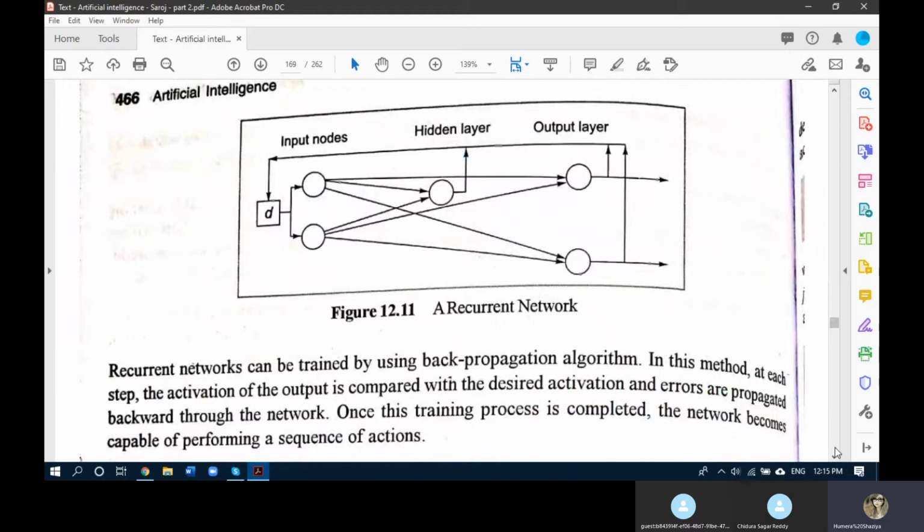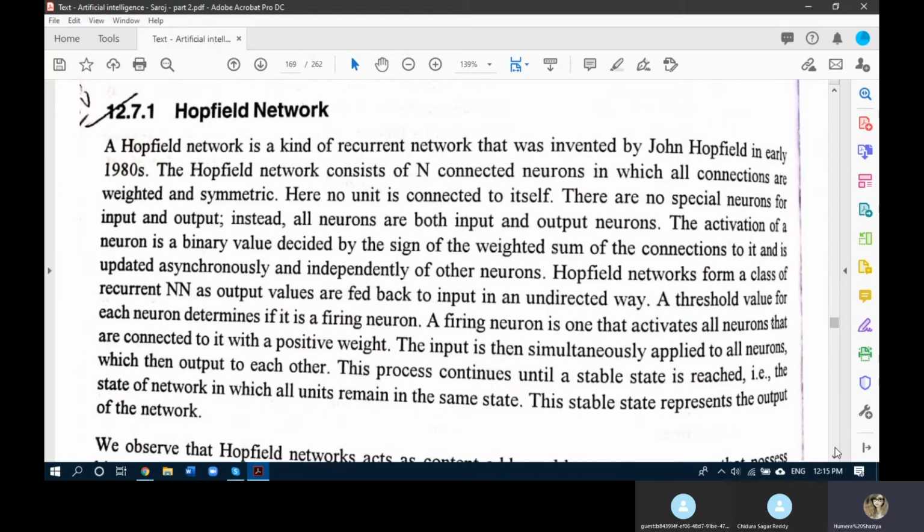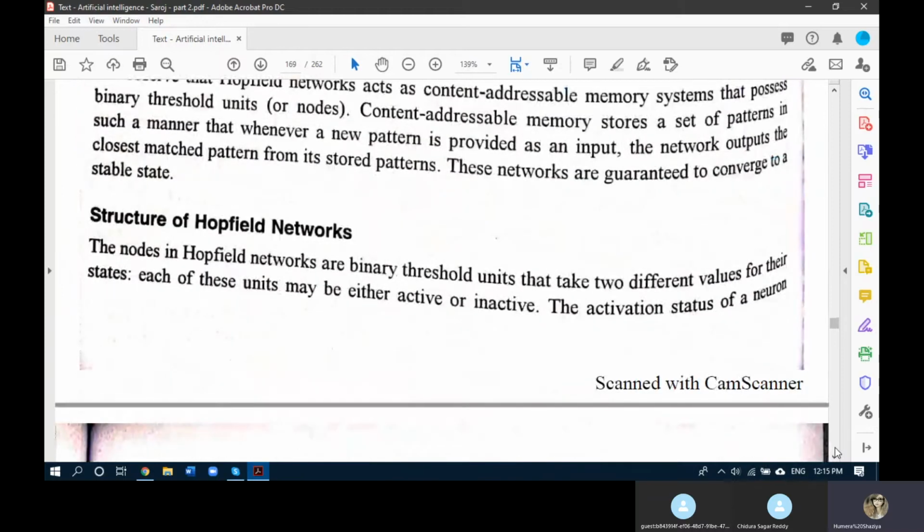Okay, the structure of Hopfield networks. There are nodes in Hopfield networks, and they are having binary threshold units that take two different values for their states. It can be active or inactive.